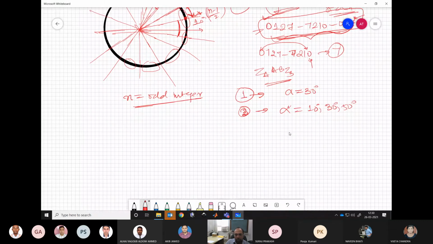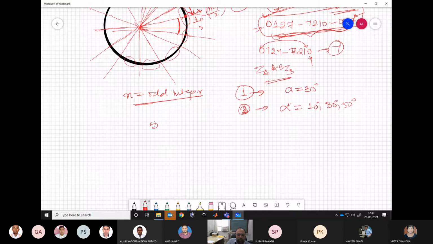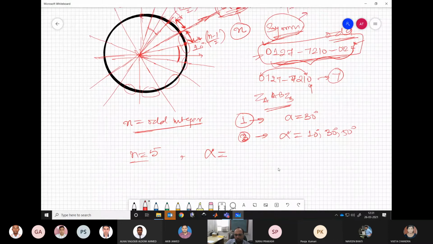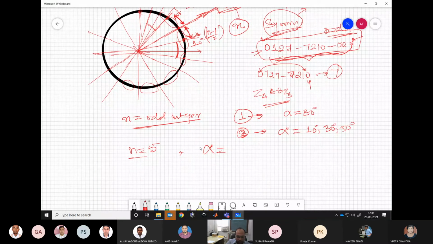Now, if the number is 5, let's say n equal to 5, then what are the locations? Can you quickly tell? If we have 5 samples for conventional space vector PWM, what will be the location of these samples? 10, 30, 50, 70, 90. How are you going to 90? The sector ends at 60 degree.